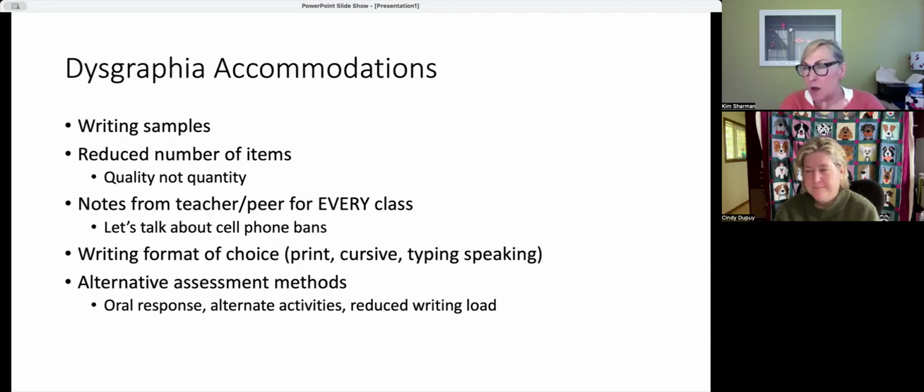It doesn't mean they're going to copy your writing sample, but show them from a past year or 5 years ago an example of what a good paragraph looks like or a good sentence looks like. Or a lab report or a research paper or a blah, blah, blah. I cannot tell you how empowering this is.